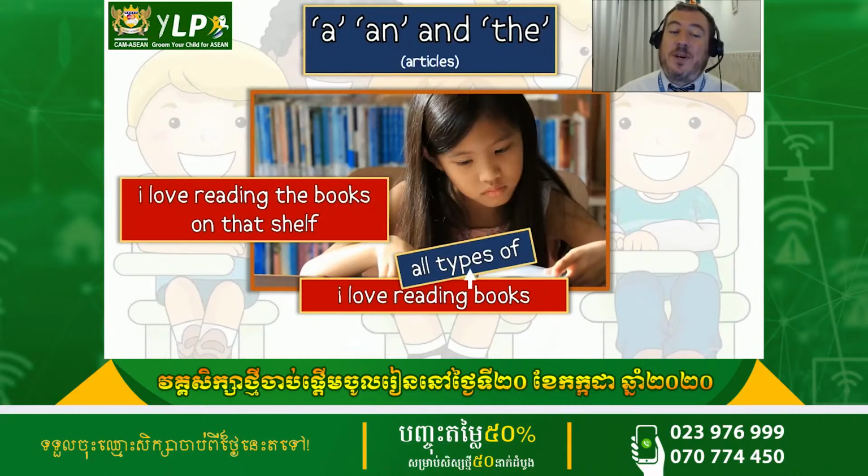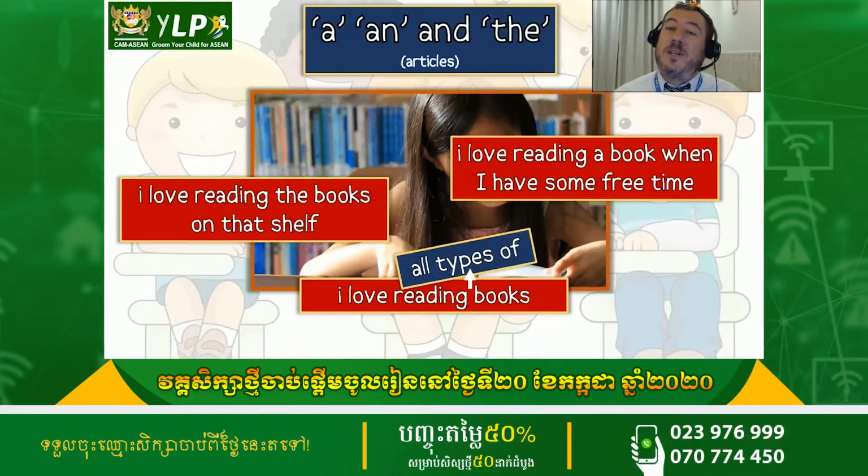If we were to use the word the, then you might hear her use it in this way. I love reading the books on that shelf. Because now she's not talking about books in general, she's talking about the books on that shelf. Or if she was going to use a or an, because book doesn't start with a vowel, we would have to only use a. I love reading a book when I have some free time. In that case, she's using a to mean one. I love reading one book when I have some free time.